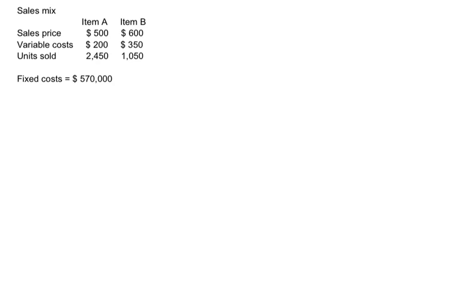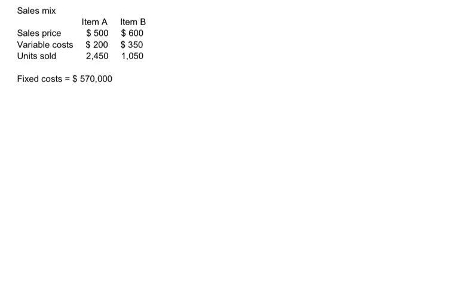Let's do some calculations concerning sales mix. So I've given us some data here. We've got two different items. We're just going to call those a generic item A and item B. So we've got the per unit sales price and the per unit variable cost for each item. We've also been told the total units sold for each.